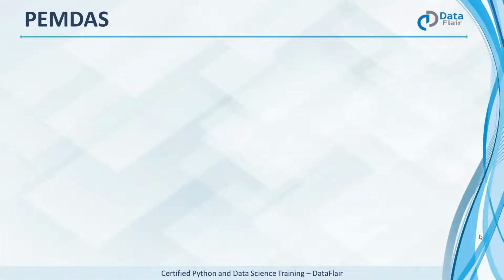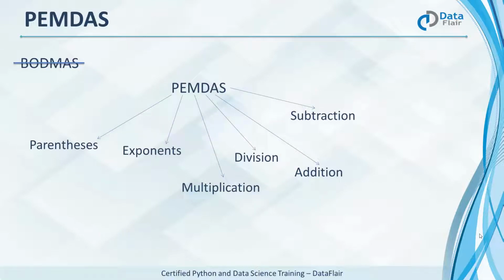Is there a quicker way to determine what goes first? In school, you have learned about BODMAS. This stands for brackets, order, division, multiplication, addition, and subtraction. A synonym of this is PEMDAS. This stands for parentheses, exponents, multiplication, division, addition, and subtraction. You can remember it as an acronym for the phrase, "Please excuse my dear Aunt Susie."